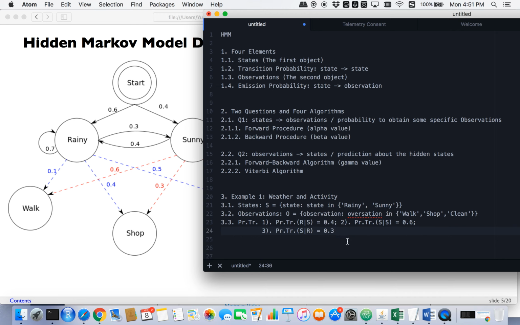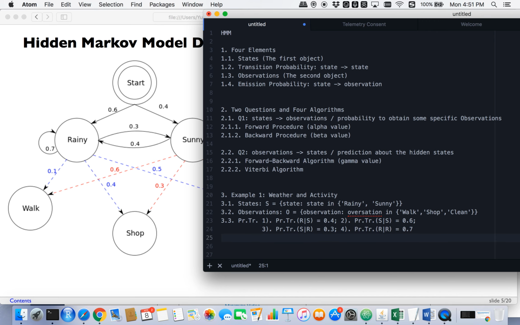And also the transition probability: given the first day is raining, what's the chance that the second day is still raining? So it's 0.7. All right, so this is the third element. So what's the fourth element? The fourth element is the emission probability, which connects the specific states and some specific observation.